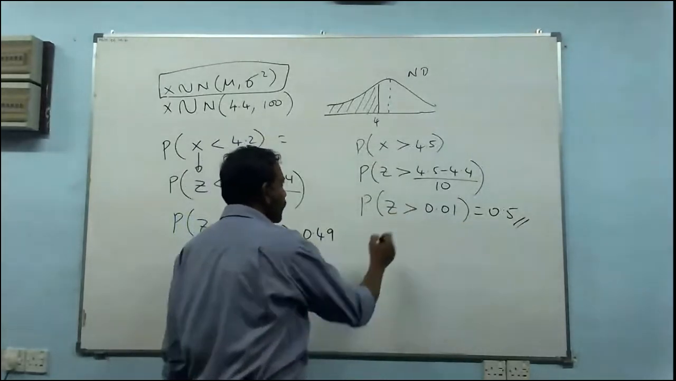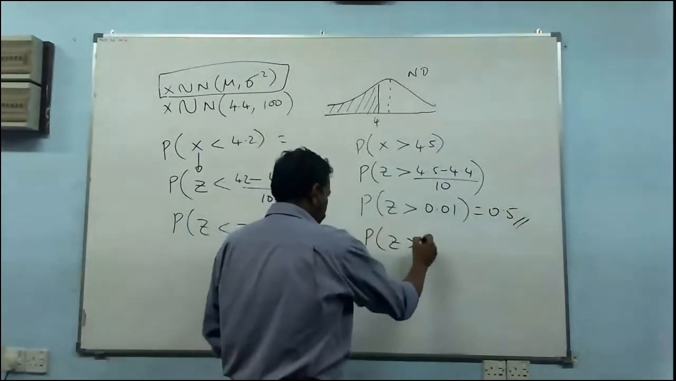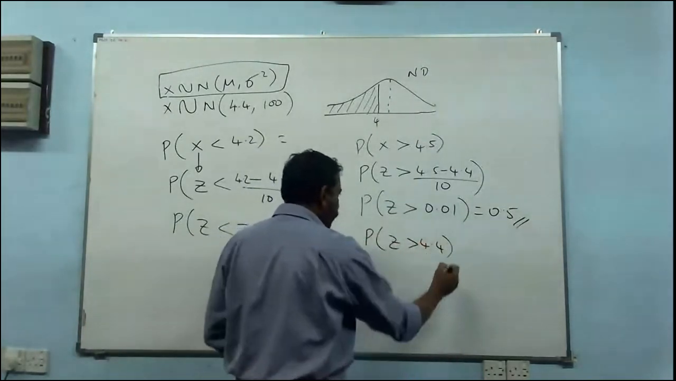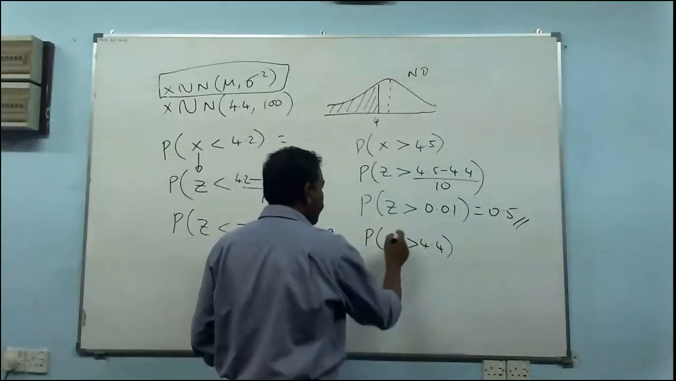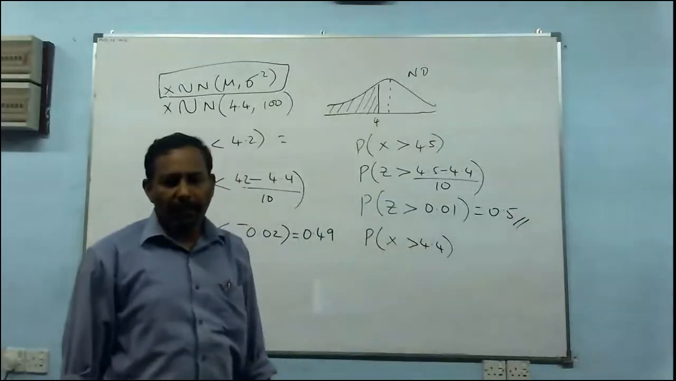If I ask a question, what is the probability of X greater than 4.4? What is the probability of X greater than 4.4? What is the answer?